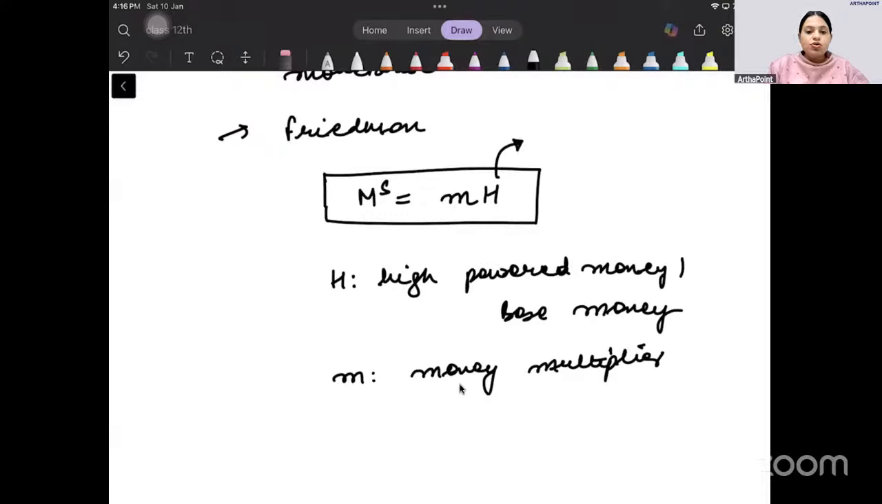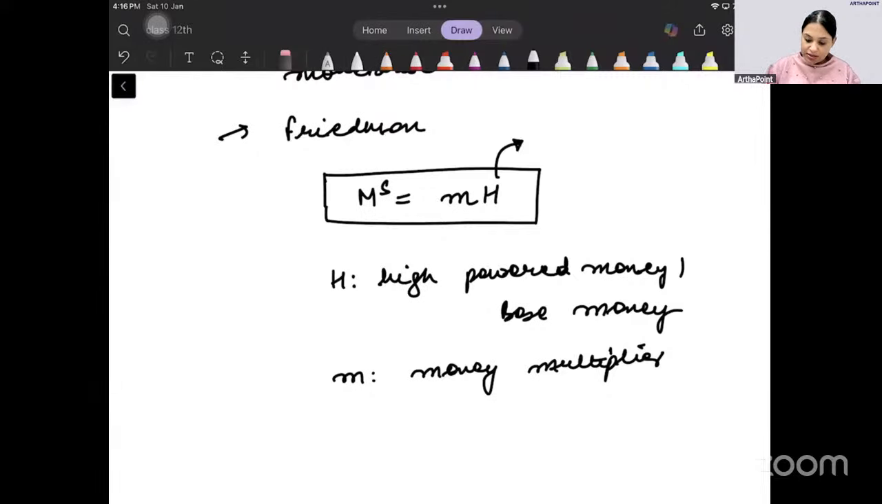Okay, so high powered money. So what is high powered money? High powered money is also called the base money, and it is the money which is the base of any country. माने वो money है, monetary base है, which is the stock of money which is directly created by central bank. जो पैसा central bank ने directly create किया है, that is high powered money. ठीक है, it is like the foundation of the entire money supply.